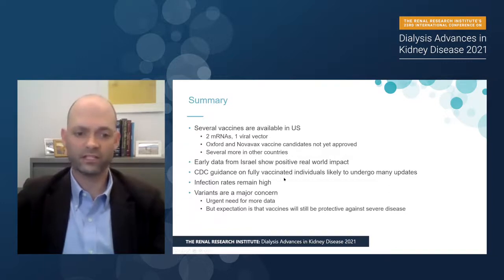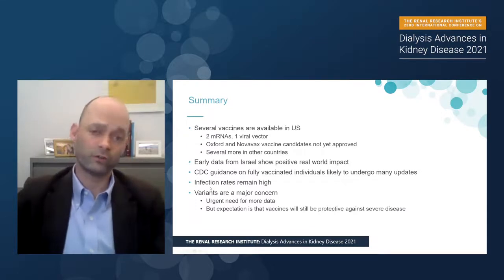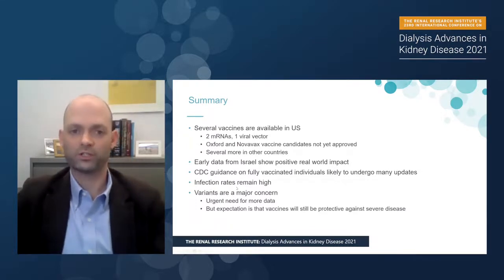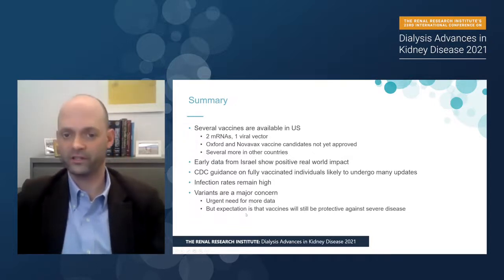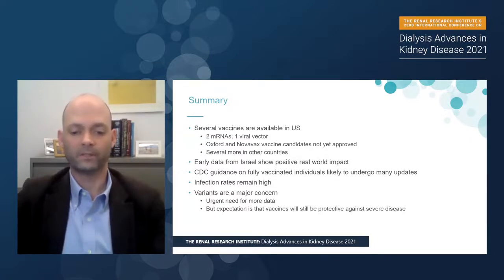CDC guidance on fully vaccinated individuals is likely to undergo many updates, but it is certainly releasing some of the masking recommendations among those who are fully vaccinated. Unfortunately, infection rates remain quite high, and we're very concerned about the variants. There is really an urgent need for more data, in particular on the vaccination response to these variants. But the expectation is that even if there are more cases, these vaccines will still be protective, at least against severe disease. So we still have some hopeful data and expectations from those vaccines, even in the setting of these variants. And with that, I'll conclude my talk.